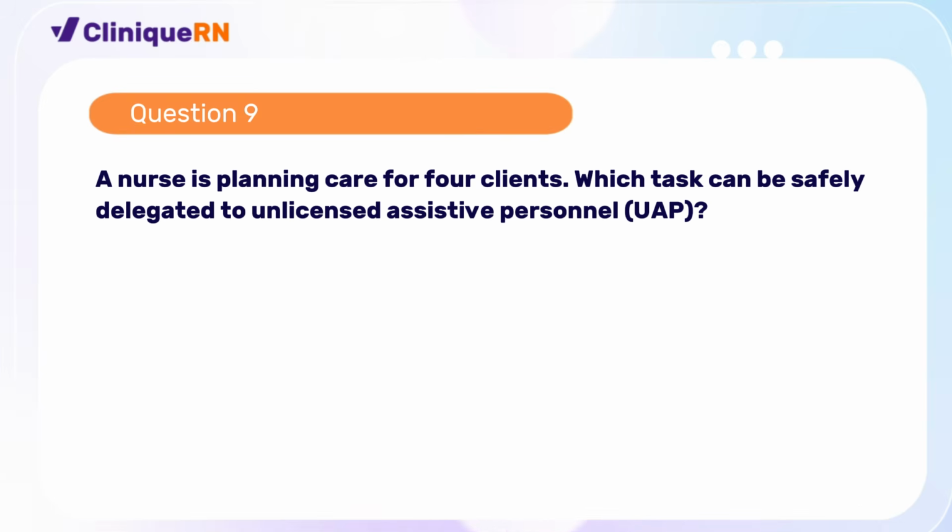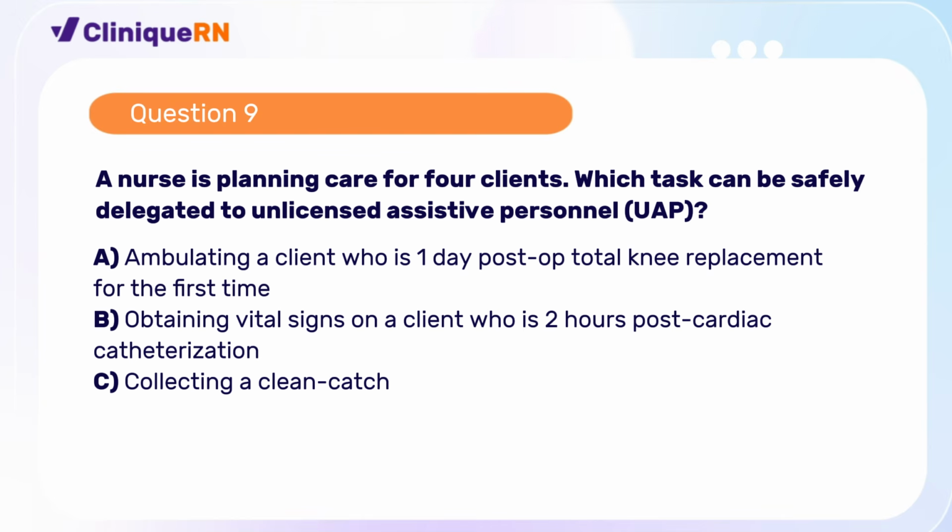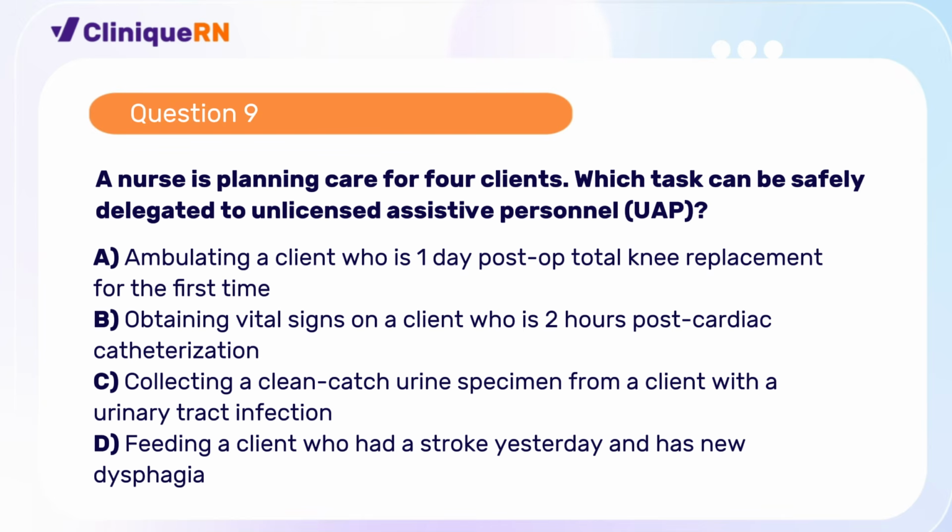A nurse is planning care for 4 clients. Which task can be safely delegated to unlicensed assistive personnel, UAP? A. Ambulating a client who is 1 day post-op total knee replacement for the first time. B. Obtaining vital signs on a client who is 2 hours post-cardiac catheterization. C. Collecting a clean catch urine specimen from a client with a urinary tract infection. D. Feeding a client who had a stroke yesterday and has new dysphagia.